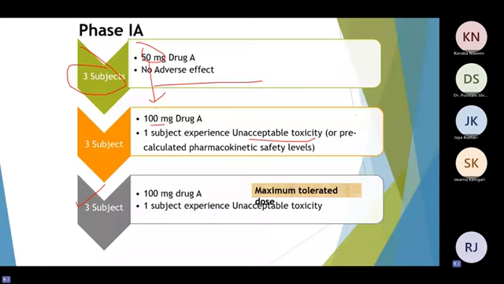If one subject or more than one subject is suffering from unacceptable toxicity, we will say, okay, this is the maximum tolerated dose. We cannot give any human being 100 mg of drug A. For example, you would have heard, right, that paracetamol cannot be taken more than 8 gram in 24 hours, right? That 8 gram is the maximum tolerated dose for paracetamol. And in this type of experiment only we determine those kinds of doses. Okay, this is a simple example of a single ascending dose study.